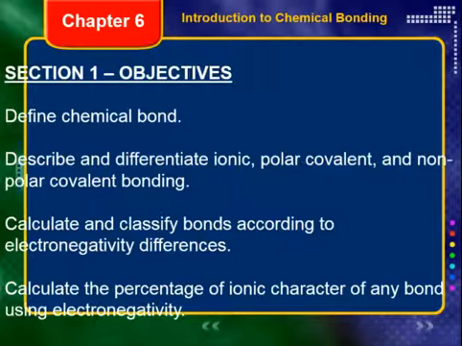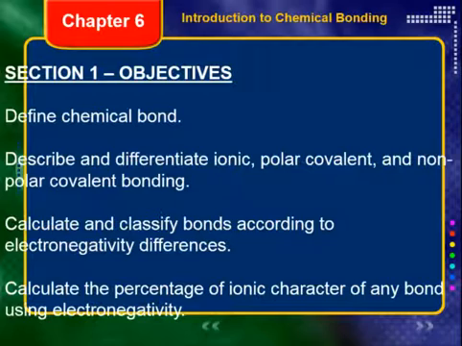Second, describe and differentiate between ionic, polar covalent, and nonpolar covalent bonding. There are 3 major types of bonding that we're going to cover. One of them is ionic, one of them is covalent. Here we're actually going to refer to 2 subcategories of covalent bonding: nonpolar covalent bonding and polar covalent bonding.